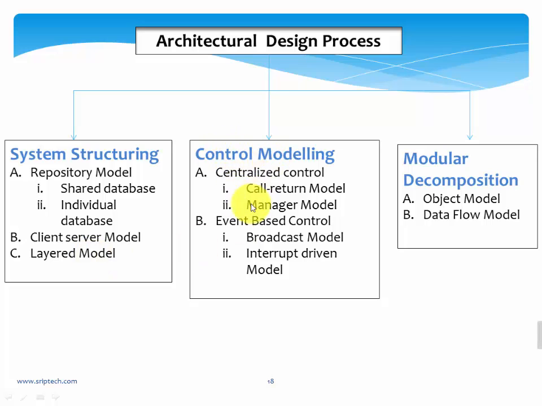Now control modeling had two types: one is called centralized control and the other event based control. The centralized control can be further classified as the call return model and the manager model, and the event based control was classified as the broadcast model and the interrupt driven model. And modular decomposition can again be modeled in two different ways. One is called the object model, and the second one is called the data flow model. That's it for today. This is the actual process of architectural design. I will conclude the session as of now.